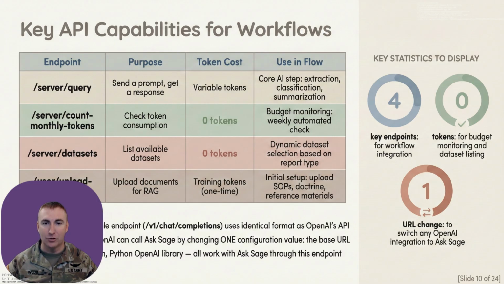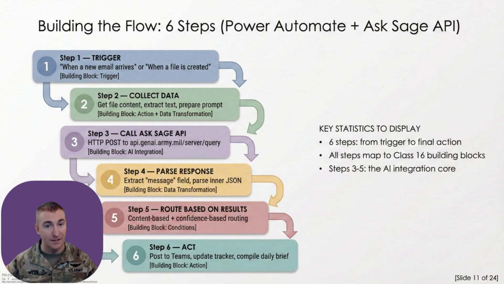With the API understood, here is how you wire it into a complete flow. 6 steps. Each maps to class 16 building blocks. Trigger when a report arrives. Collect the document text. Call Ask Sage via HTTP POST. Parse the response, checking for errors. Route based on content and confidence. Act by posting to Teams, updating the tracker, compiling the brief. Steps 3 through 5 are the AI integration core.